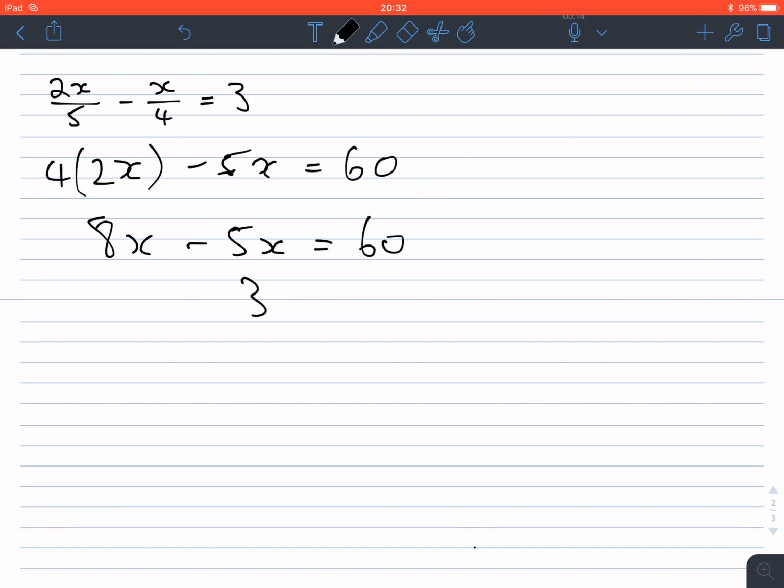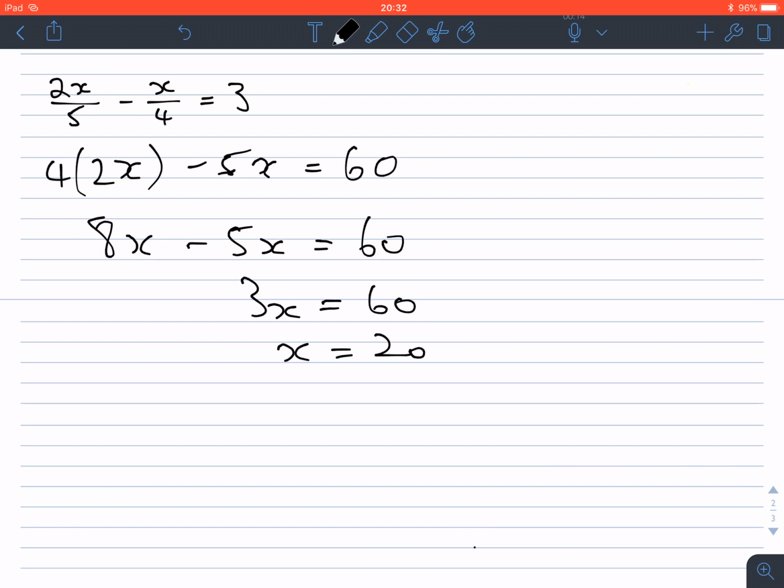So 3x, 8 minus 5 is 3. 3x is equal to 60, and we can just divide by 3 and we get x equals 20. So that's the first part, x equals 20. Let's go back and check whether our solution is correct.